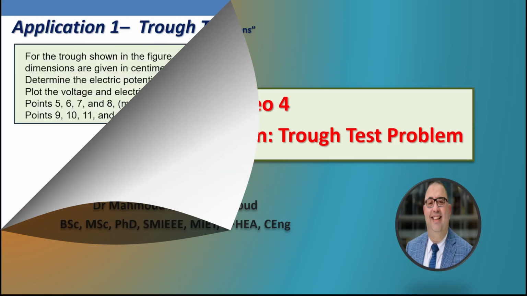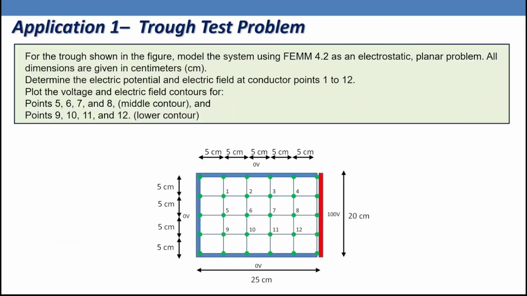Let's go! For the trough shown in the figure, we need to model the system using FEMM 4.2 as an electrostatic planar problem. All dimensions are given in centimeters as we can see here. So the width is 25 centimeters, the height is 20 centimeters, and we are going to take the depth 1 as the problem is planar. So we need to determine the electric potential and electric field at the conductor points 1 to 12.